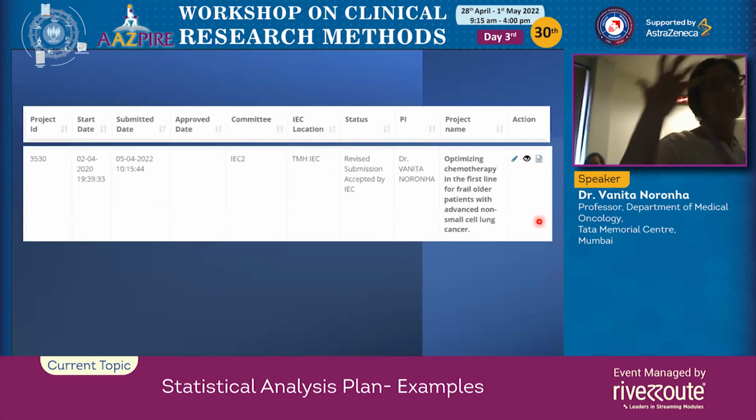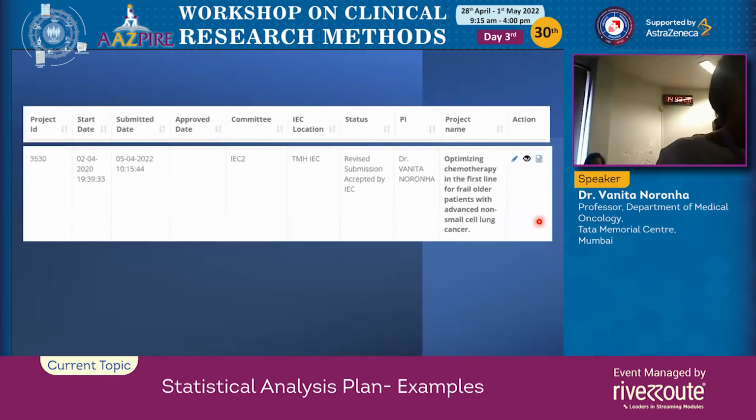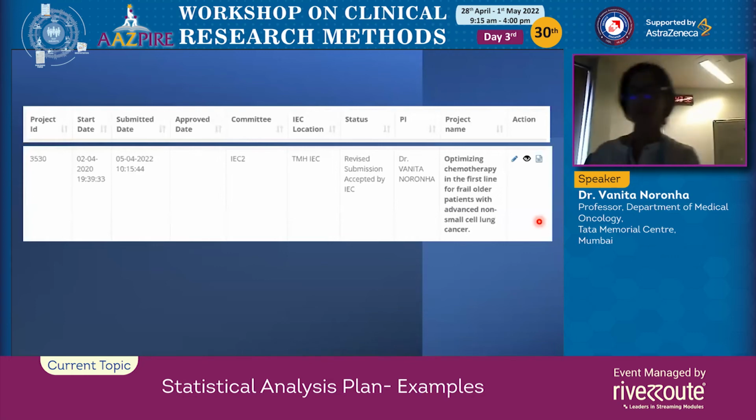So this was planned about a year ago, in 2019, and it got submitted in 2020. The submitted date is the last date that I sent my last revision. The approved date is blank. Any idea why? It's not approved yet. So it is 2 years. It takes time. It will get approved eventually, but you have to be patient. It goes back and forth dozens of times. Be patient.